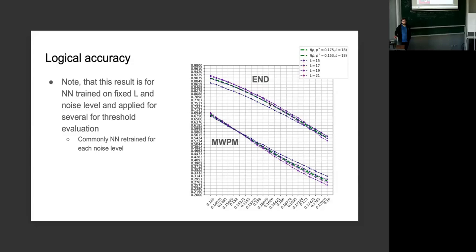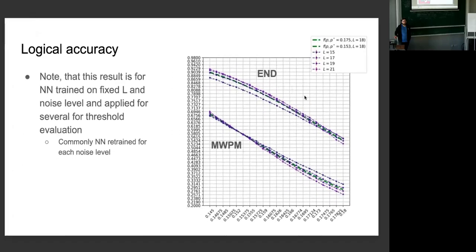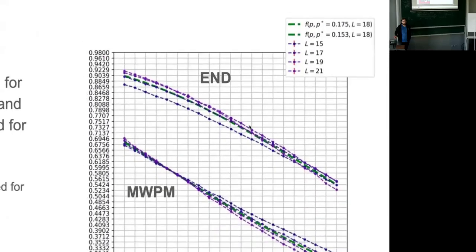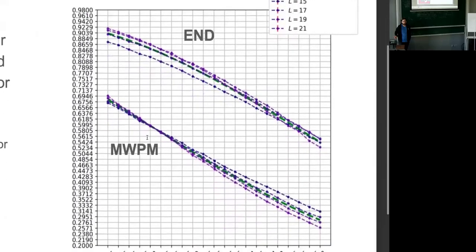Right, is there a pseudo threshold somewhere there? I can't really spot it. The minimum weight perfect matching has this little crossover thing around the M.